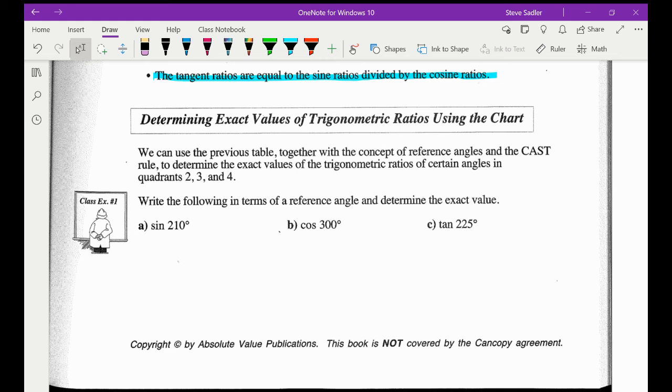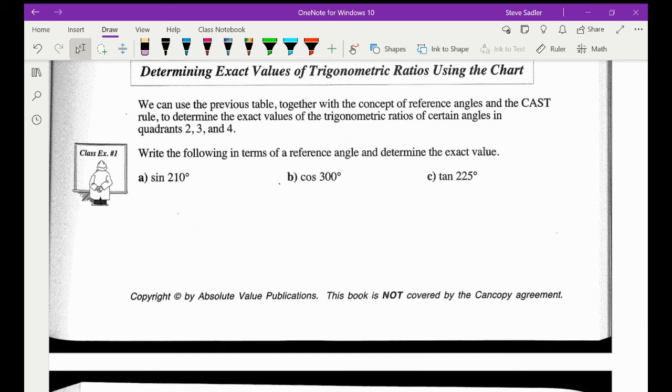So it says, write the following in terms of a reference angle and determine the exact value. So sine of 210. So let's do a little sketch. 210 degrees right here. So that's quadrant 3. And that is a reference angle of, what do we got? Well, 210 minus 180 is equal to 30 degrees. So our reference angle is 30 degrees.